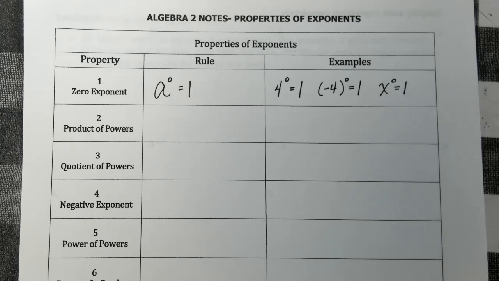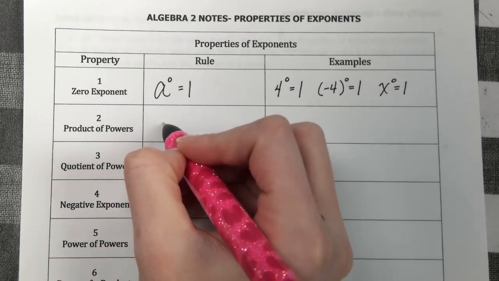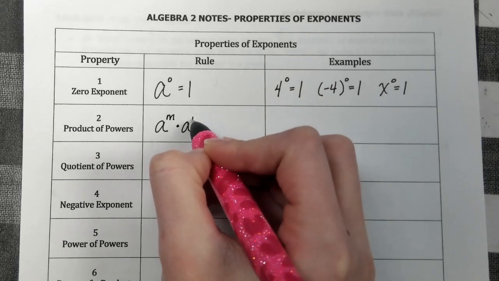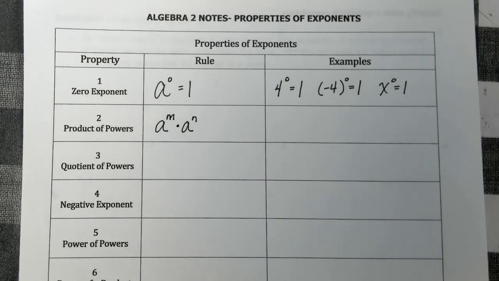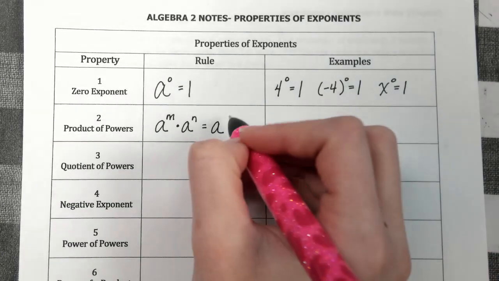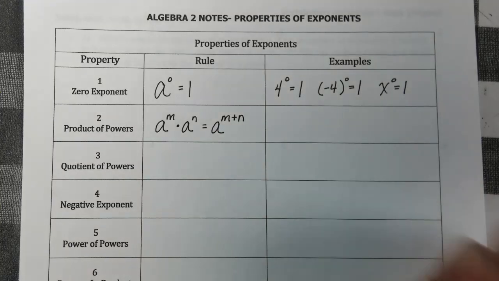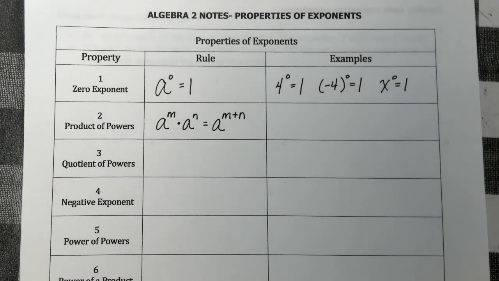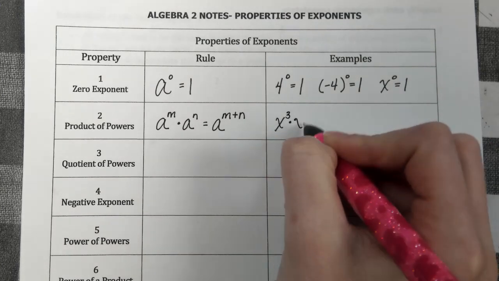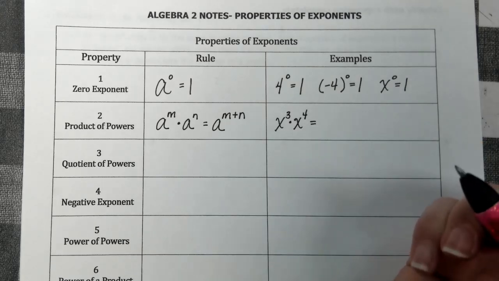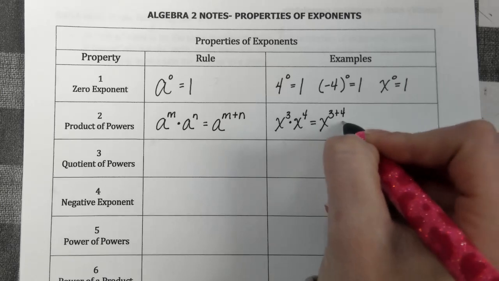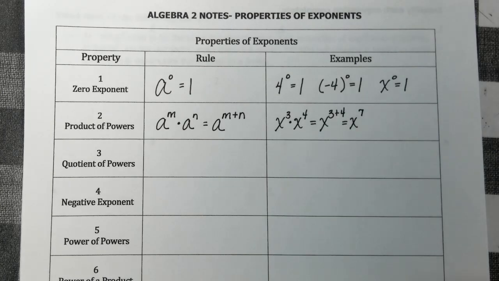Your product of powers is telling you that if you have any base raised to any exponent times its same base raised to another exponent, so if I'm multiplying bases, I'm going to keep that base and add those exponents, m plus n. So what does that look like? Well, if I have x cubed times x to the 4th, I would keep my x and add 3 plus 4 to give me x to the 7th.